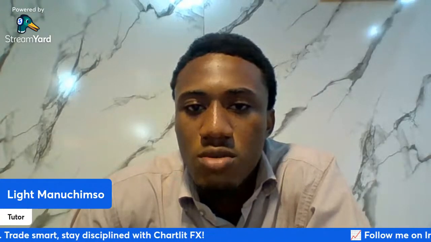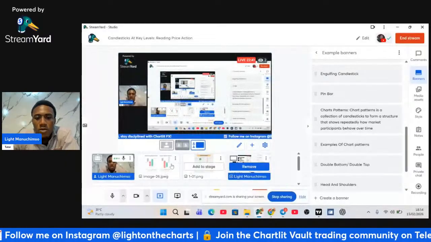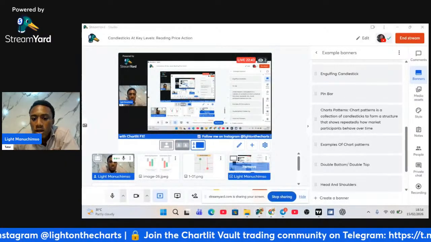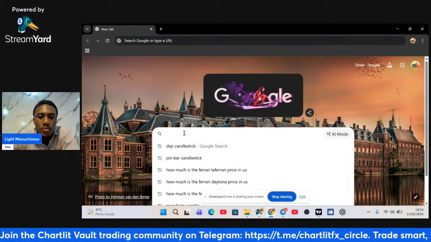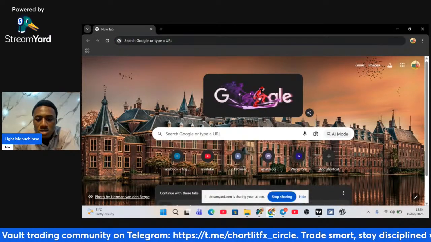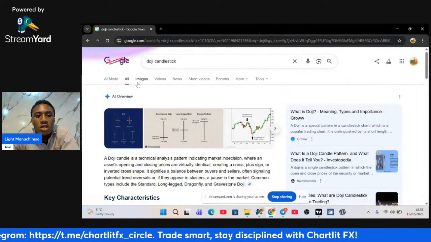Let me share my screen so that we get to see what I'm talking about. Okay, so now this is the doji candle, right? Wait, I think I searched for it. It's right here. Yep. So this is the doji candlestick.